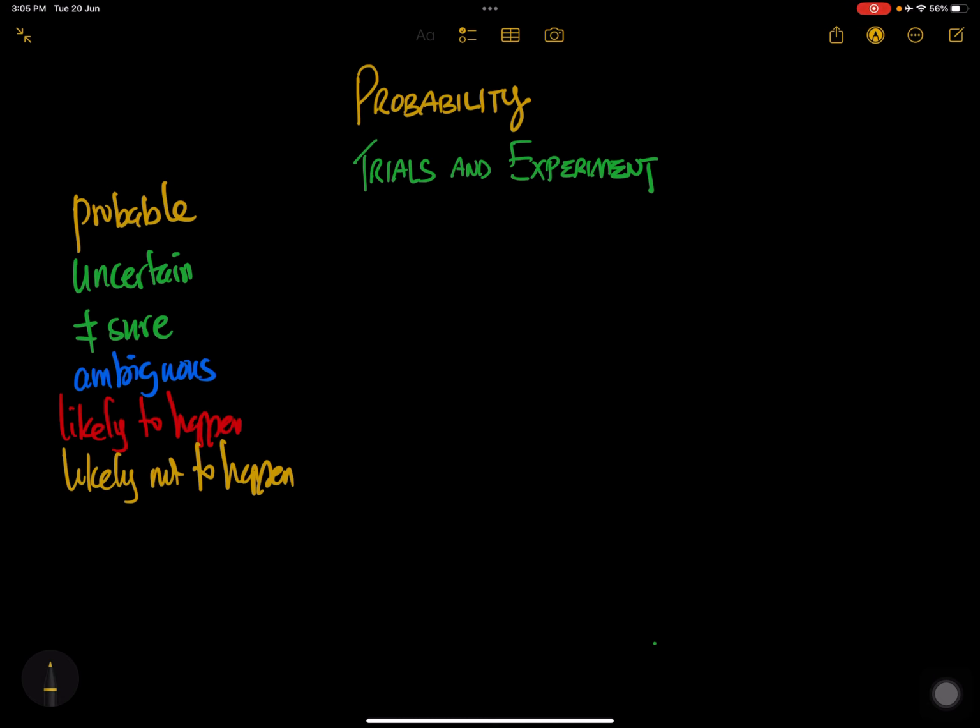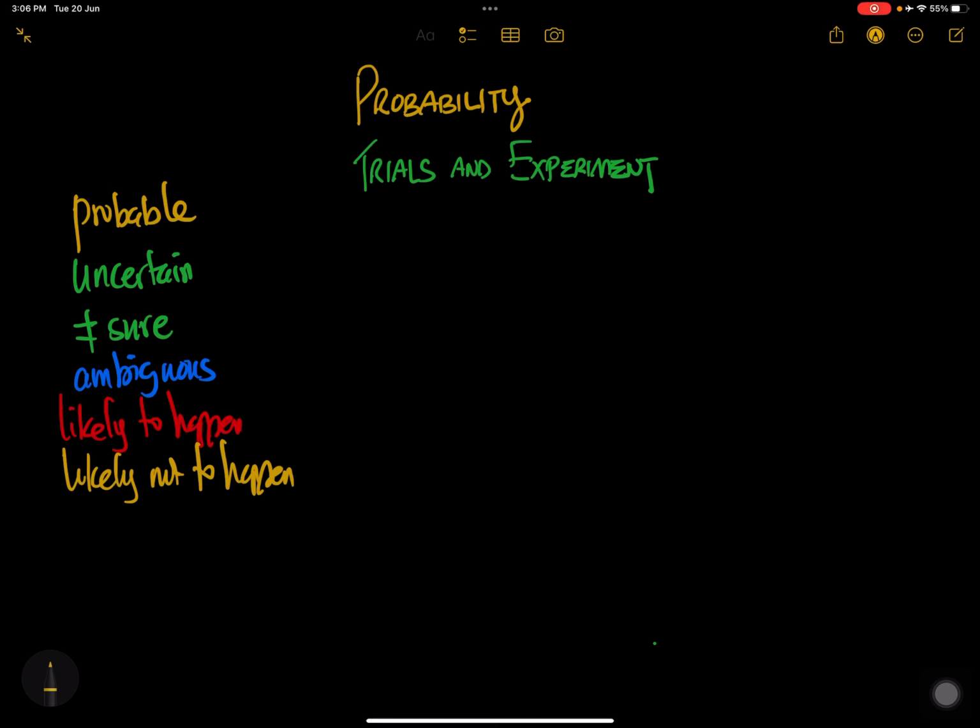So probability comes from the word probable: uncertain, not sure, ambiguous, likely to happen or not likely to happen. So today I can get up in the morning, or you can look through your window and say, hey, I think it's going to be a sunny day. It is possible it could be a sunny day or not be a sunny day, or it's possible it's going to snow or not snow. So that's why probability is critical.